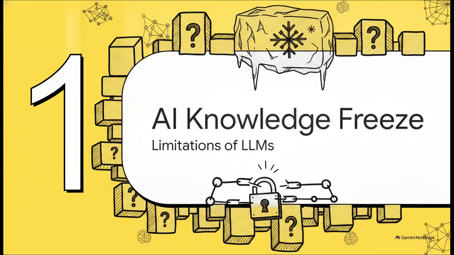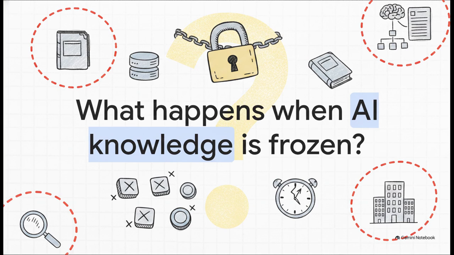Section 1. The AI knowledge freeze. So, I want you to think about this for a second. What actually happens when an AI's knowledge is completely frozen in time? Because standard large language models, or LLMs, have a major fundamental limitation. They can only rely on the exact data they were explicitly trained on. They can't natively just go browse the real-time internet, and they definitely cannot access your private proprietary corporate documents. They're essentially isolated in their own little bubble.